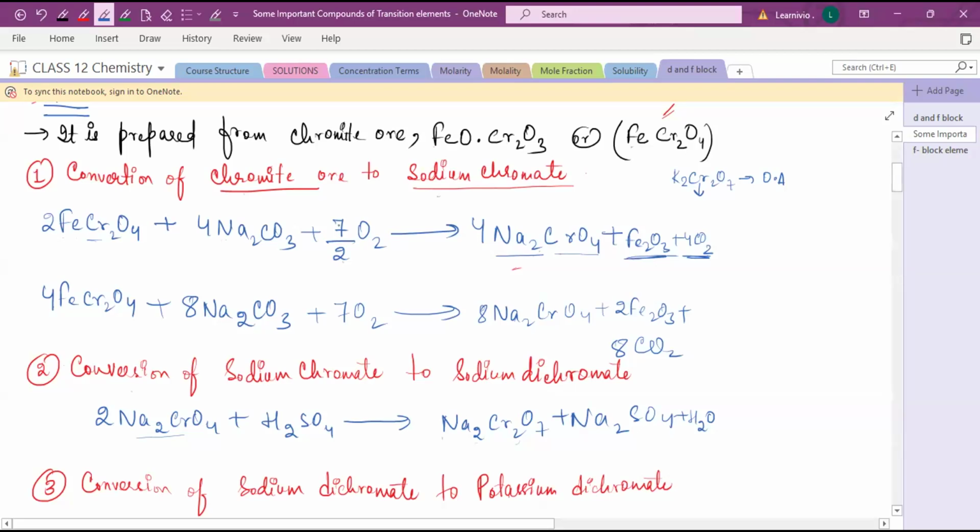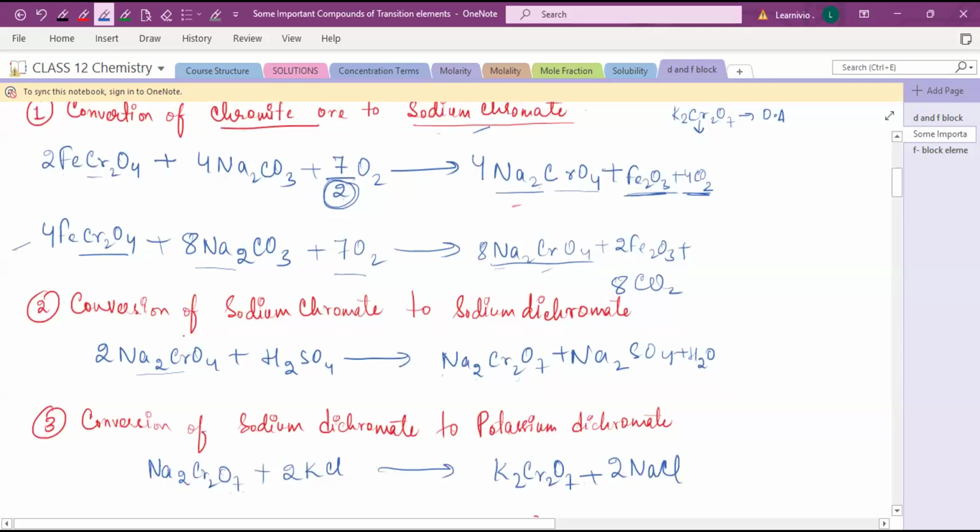Now see, this is 7 upon 2. This is a balanced chemical equation, right? To remove the 2, when you multiply each and every compound by 2, you will get this equation: 4 FeCr2O4 plus 8 Na2CO3 plus 7 O2 gives 8 Na2CrO4. This is your main product. That's how chromite ore is converted to sodium chromate. That's the first step.